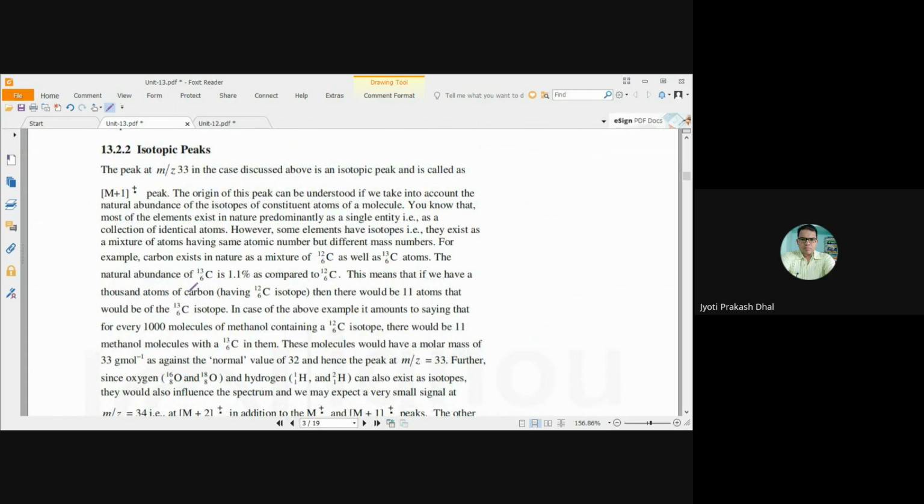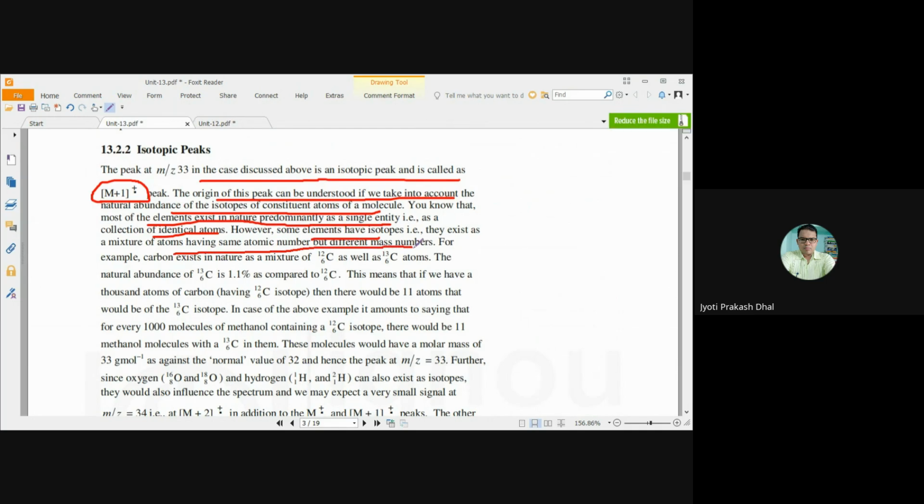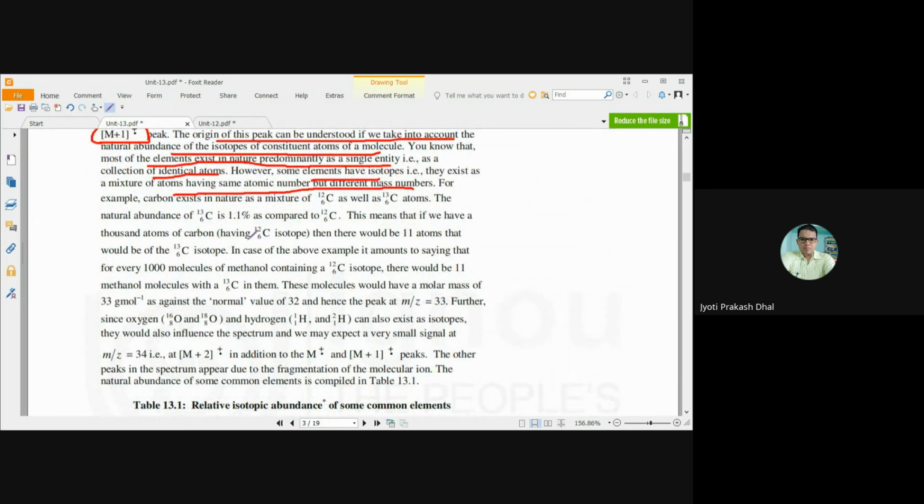Now coming to the isotopic peak. The peak of m by z 33 in the case discussed above is an isotopic peak, and that is called the M plus 1 radical cation peak. The origin of this peak can be understood if we take into account the natural abundance of the isotopes of the constituent atoms of a molecule. You know that most of the elements exist in nature predominantly as a single entity, as a collection of identical atoms. However, some elements have isotopes, and they exist as a mixture of atoms having the same atomic number but different mass number.